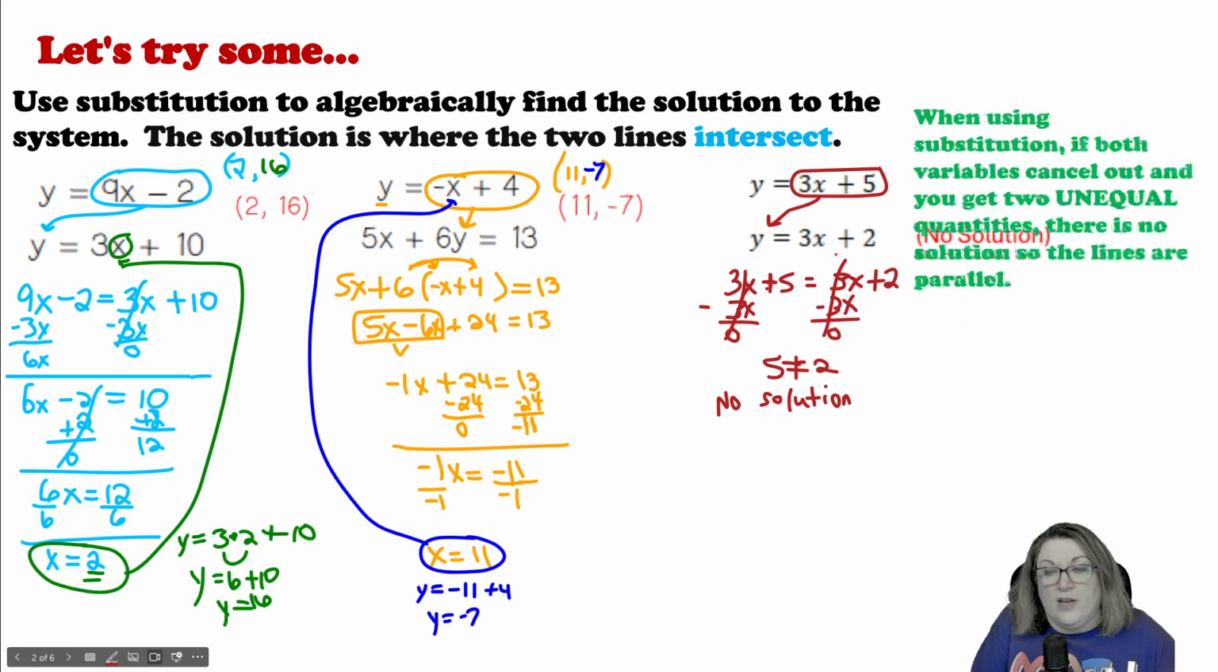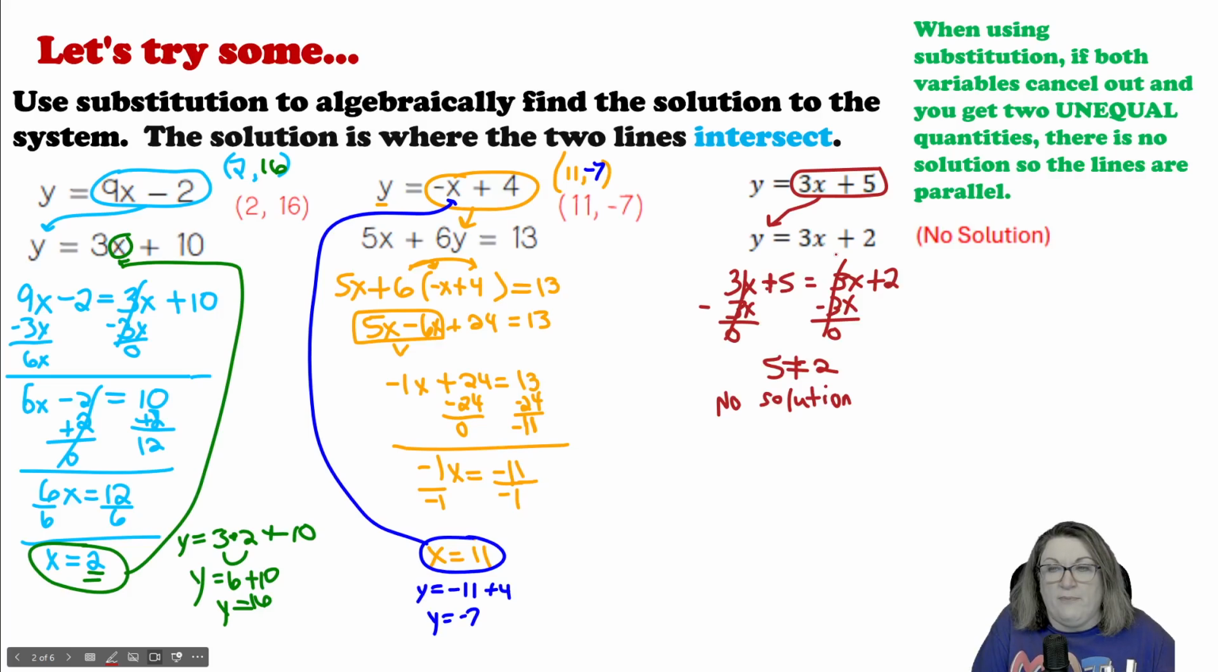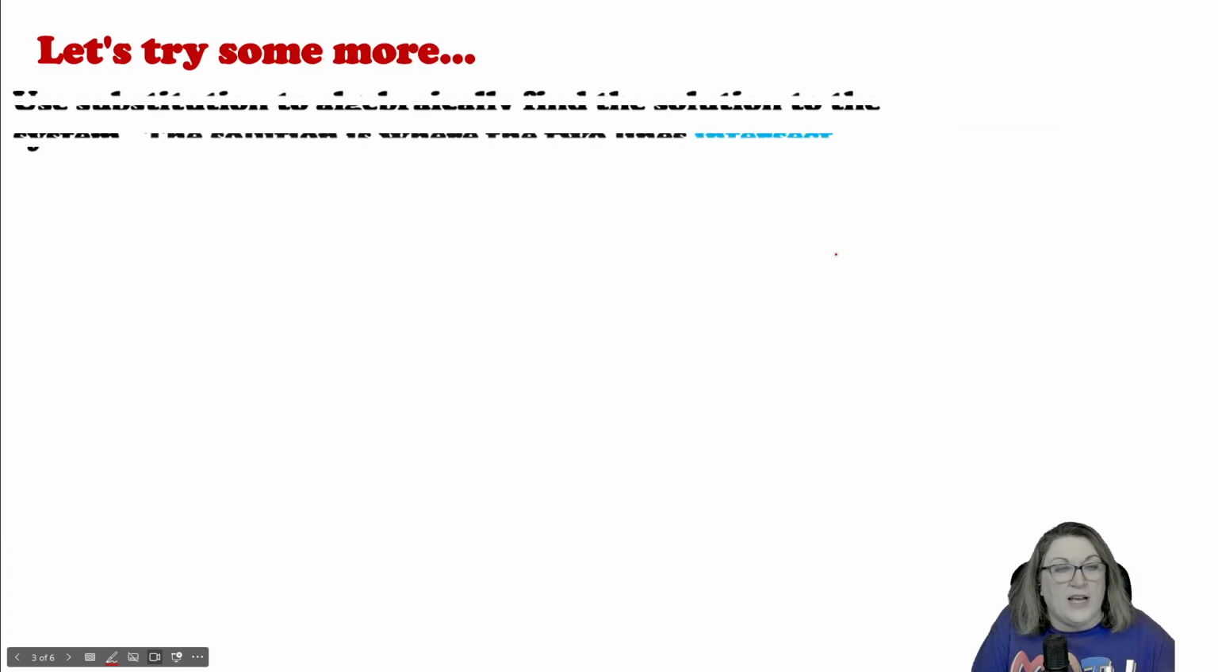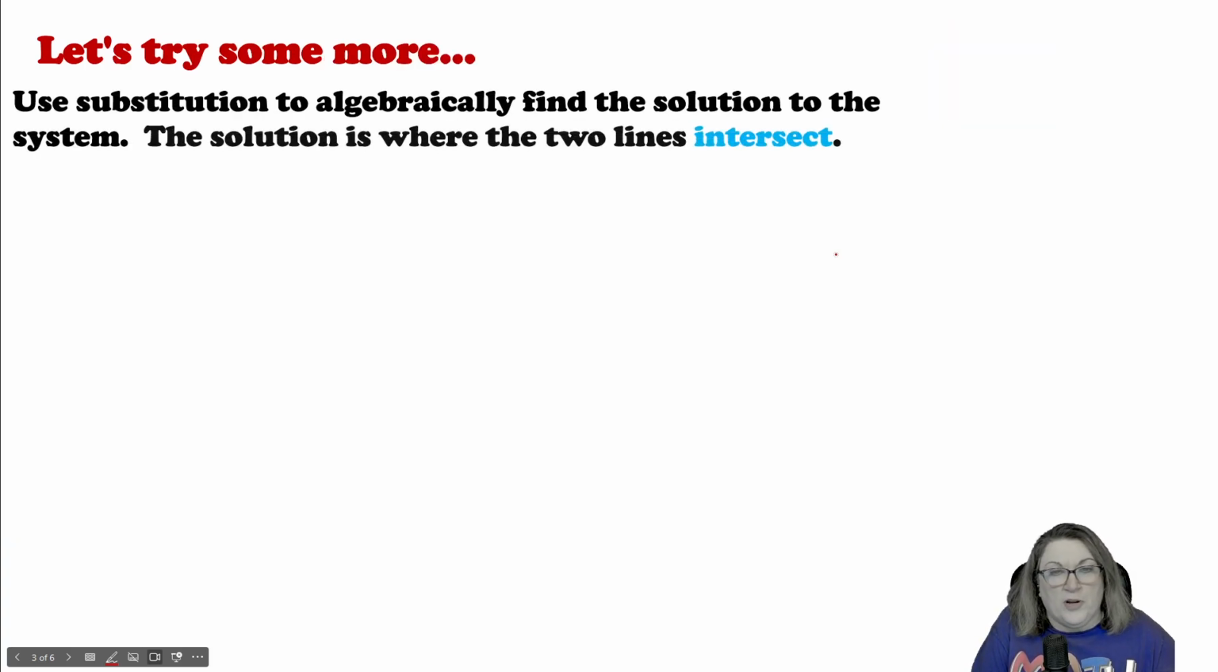Yes, no solution. Okay, so when using substitution, if both variables cancel out and you get two unequal quantities, there is no solution, so the lines are parallel. Okay, let's try some more. Use substitution to algebraically find the solution to the system. The solution is where the two lines intersect.